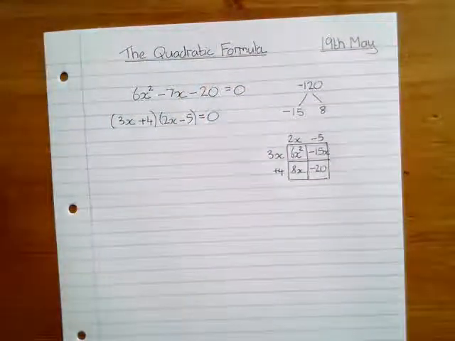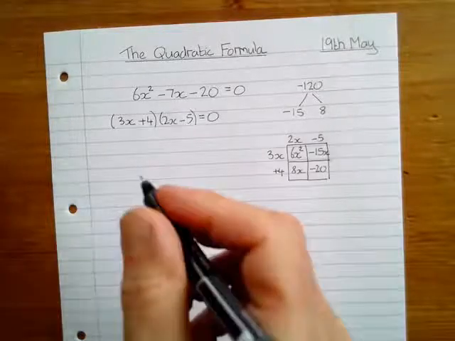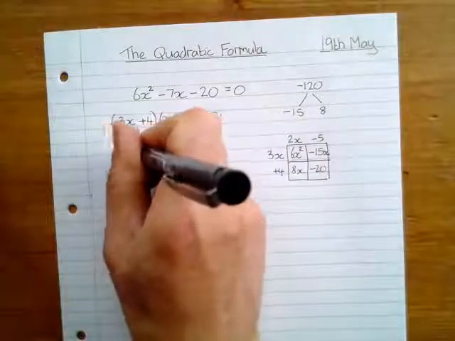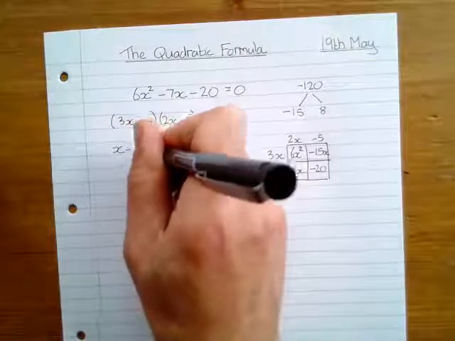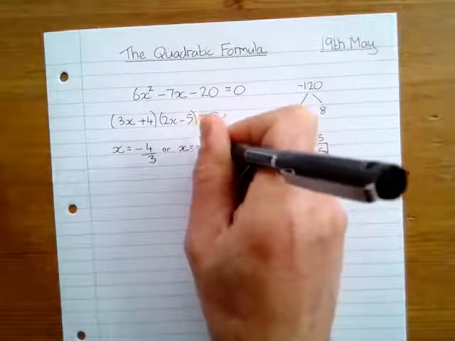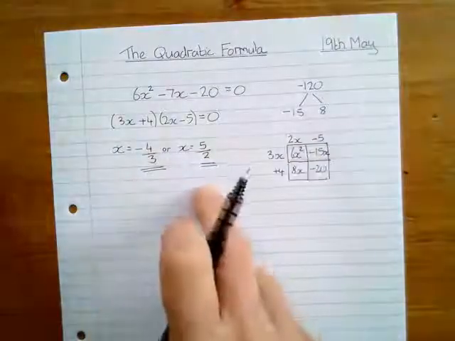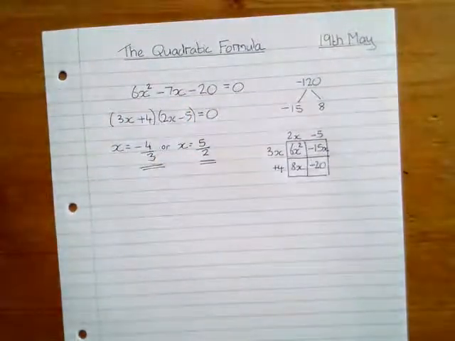Again, refer to a previous video if you can't remember how to do this, but basically now I can see that the answers are minus 4 over 3 or positive 5 over 2. And those are the 2 values of x. If I put them in there, they would solve that equation.